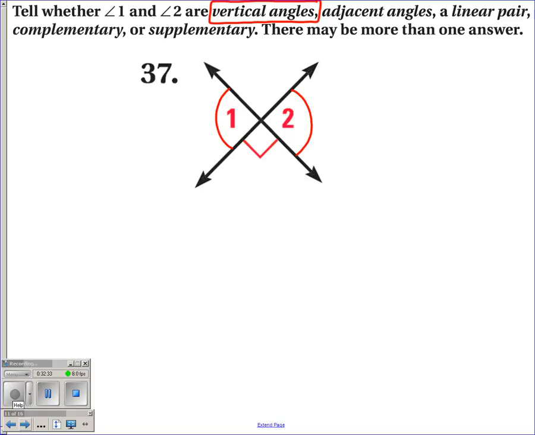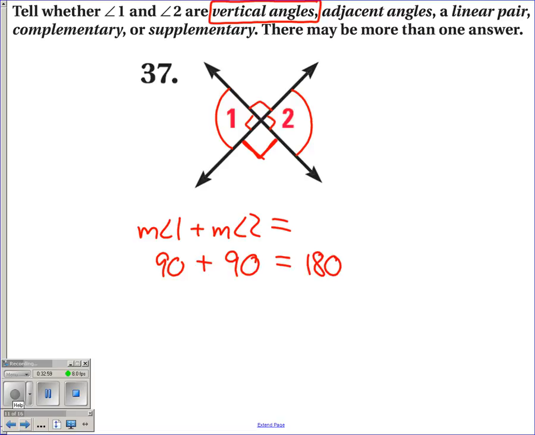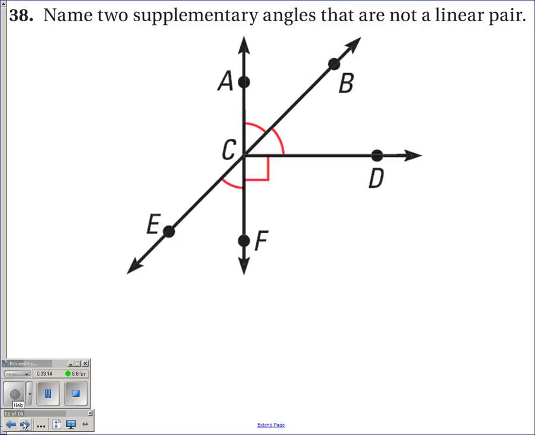Are they complementary? Well, let's see. Because this is a right angle here on the bottom, that means the lines are perpendicular, which means all of the angles here have to be 90 degrees. So the measure of angle 1 plus the measure of angle 2 is, well, that's 90 plus 90. That's equal to 180. Well, then it's not complementary. But it is supplementary. So angles 1 and 2, they are vertical and they are supplementary. Let's take a look at the next one.